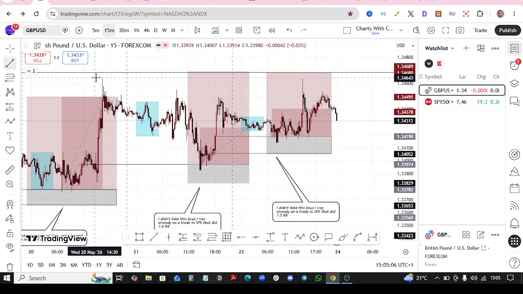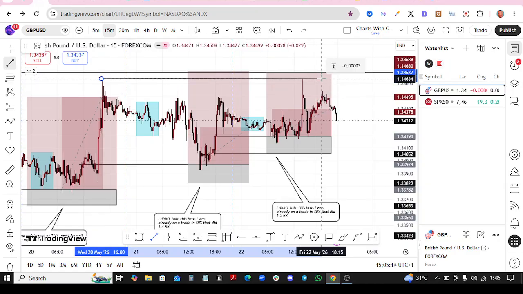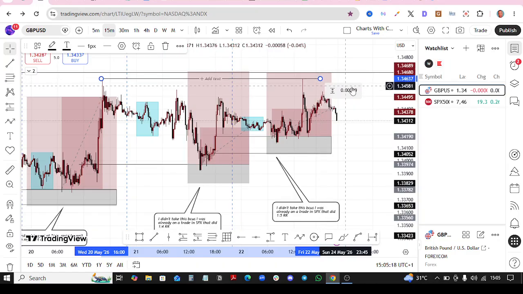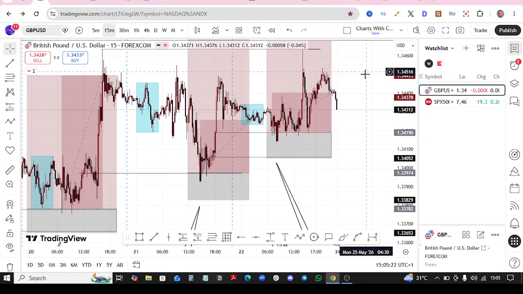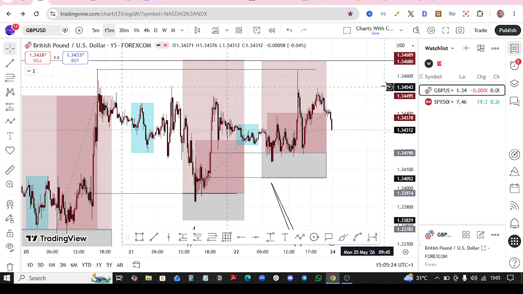Let me see. This high was not taken as well. This high was not taken as well. So this is more like a market structure shift. That high was not taken, and that place is now looking like an equal high.